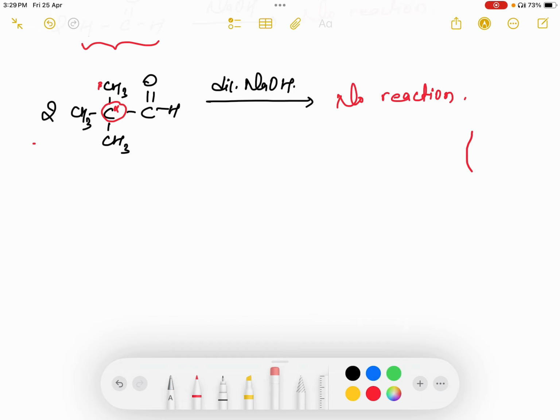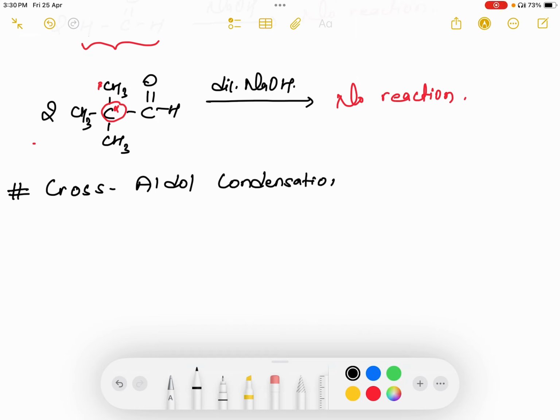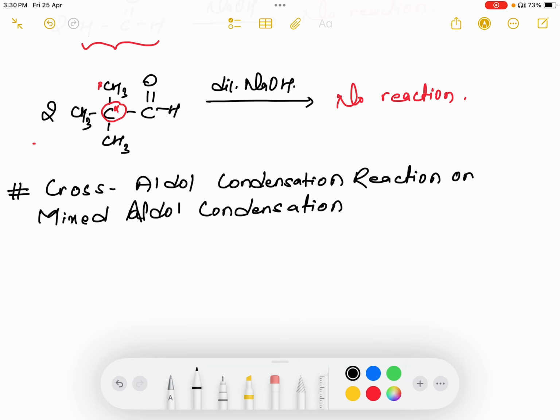Now let's move on further. There you have the cross aldol reaction. What exactly is cross aldol? So we have cross aldol condensation reaction, or we also call it mixed aldol reaction or mixed aldol condensation reaction.